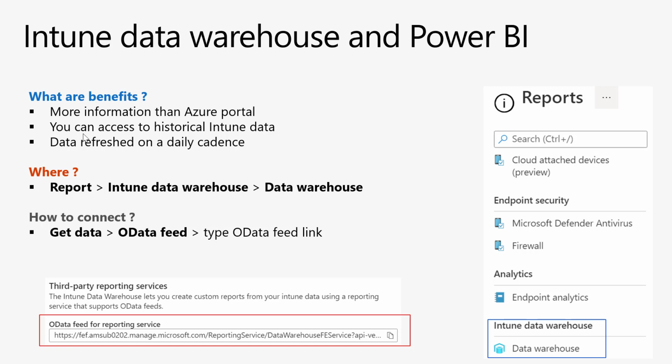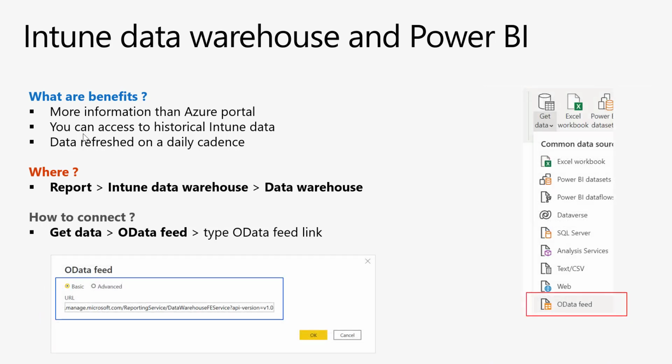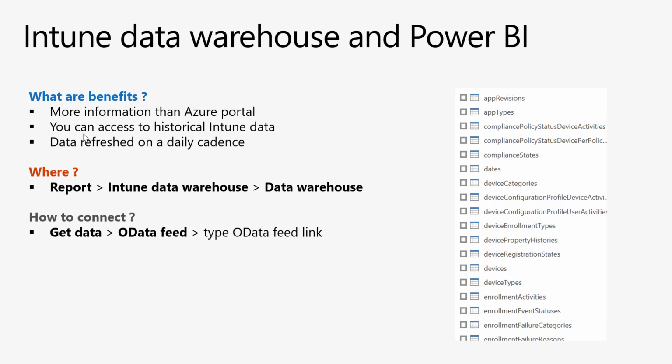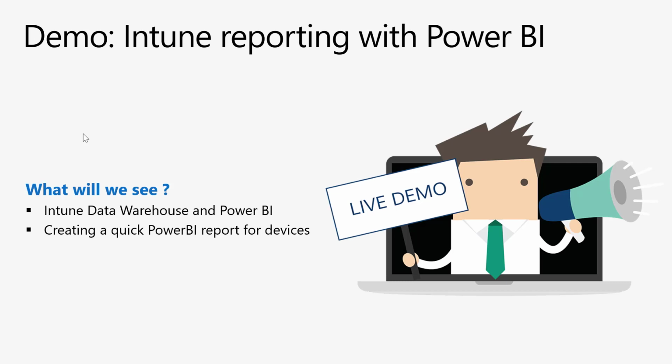The Intune data warehouse part is located on the Intune portal in the report part, Intune data warehouse, then data warehouse. Next step is to copy the OData feed link that you can find on the overview there. Next step, go to Power BI, go to Get Data, OData feed, and paste the link you have just copied before. And you will see a lot of tables available. Let's see this in a demo now.